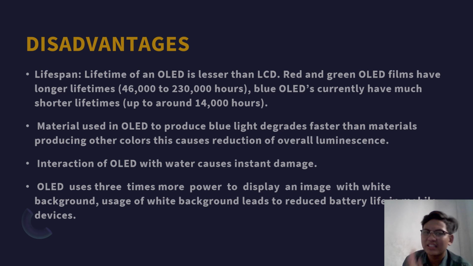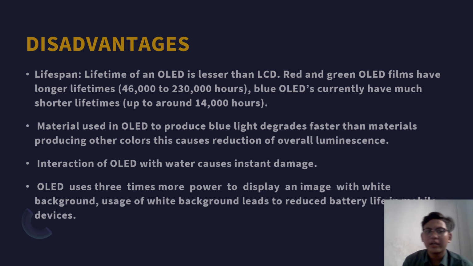So let's proceed to the disadvantages of OLEDs. First one is the lifespan. The lifetime of an OLED is lesser than LCD. Red and green OLED films have longer lifetimes, up to 40,000 to 230,000 hours. Blue OLEDs currently have a much shorter lifespan, around 14,000 hours only. So you can see the difference between those two.